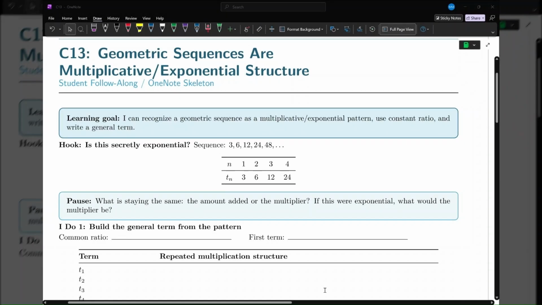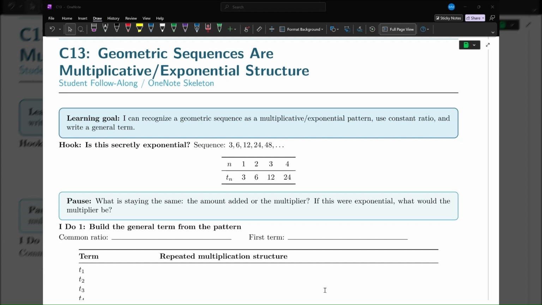All right, welcome to video C13. In this video, we're going to look at geometric sequences as multiplicative or exponential structures. So the learning goal is: I can recognize a geometric sequence as a multiplicative or exponential pattern, use the common ratio, and write a general term. So this is kind of the flip side of C12.